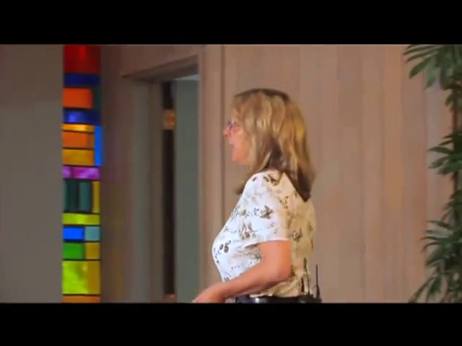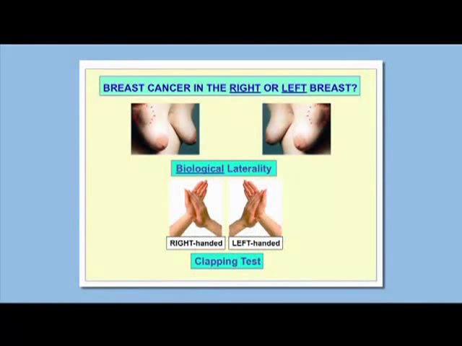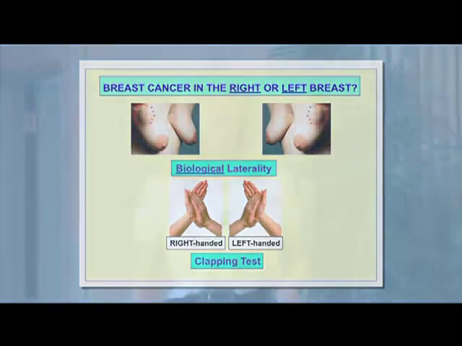The easiest way to determine our laterality, or to establish it, I should say, is the clapping test. So I ask you please to clap your hands. Okay? Thank you. So the hand that is on top is the leading hand and tells us if we are biologically right or left-handed. So if the right hand is on top, the person is biologically right-handed. If the left hand is on top, the person is biologically left-handed. And this is the rule.